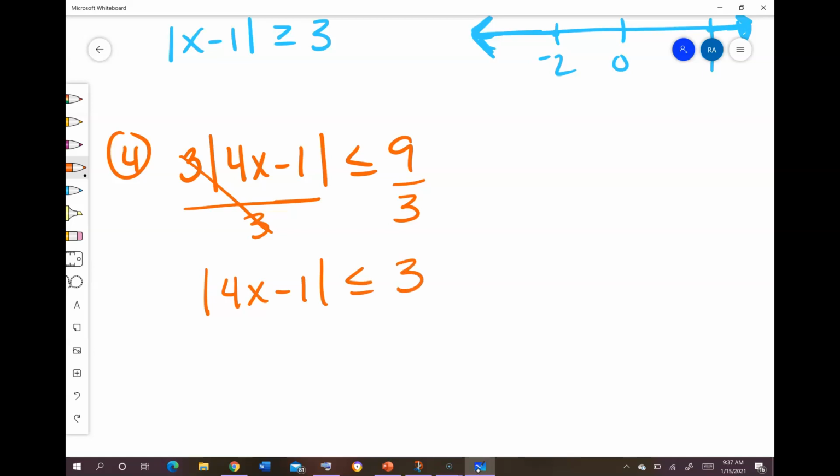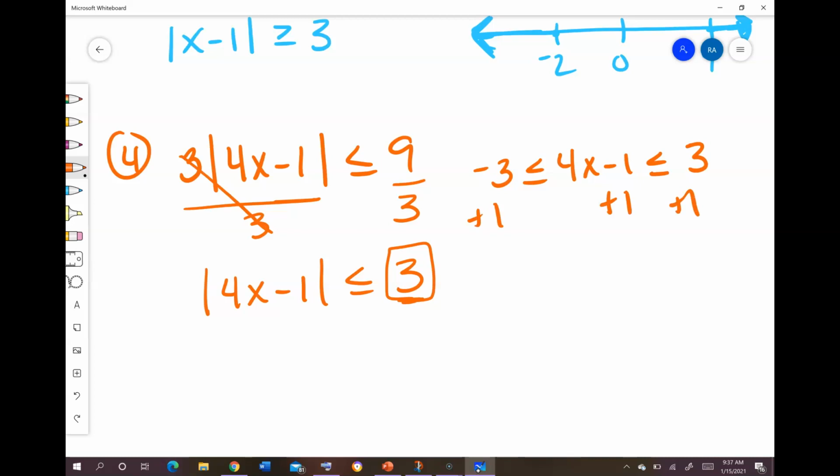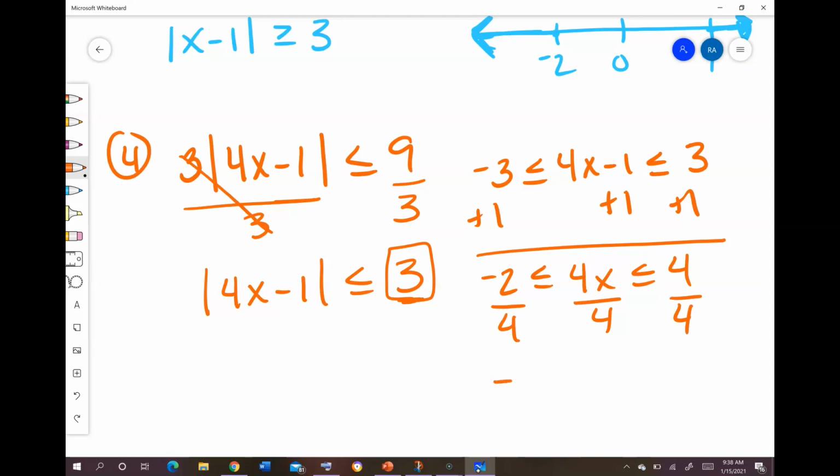When it's an and, it's a sandwich. It's a sandwich in between the positive and negative version of your answer. So we're going to say -3, and it stays less than or equal to what's inside, less than or equal to the positive 3. And this one you're just going to solve. We're going to add 1 to all sides. I get -2 is less than or equal to 4x, less than or equal to 4. Divide by 4. So my answer is -1/2 is less than or equal to x, less than or equal to 1. So this is a sandwich.